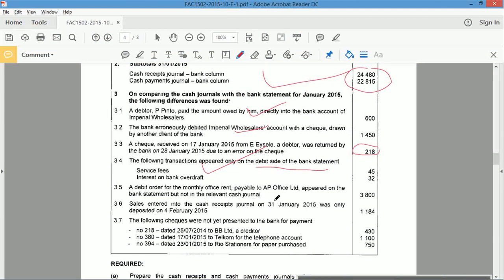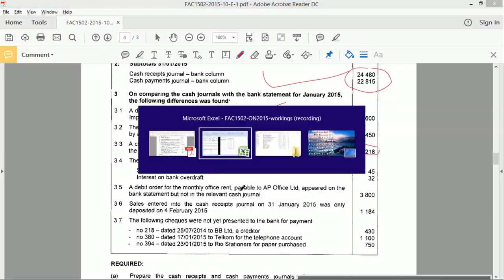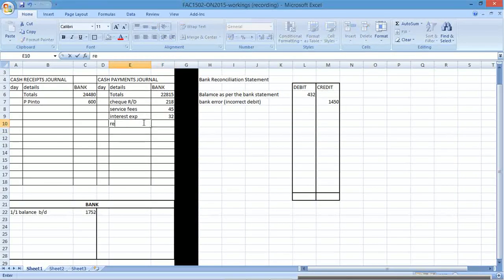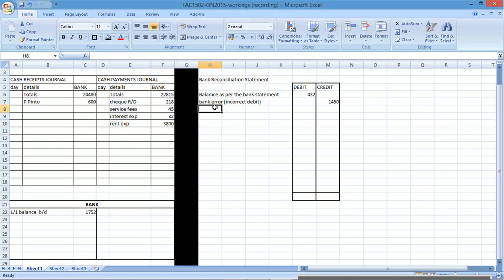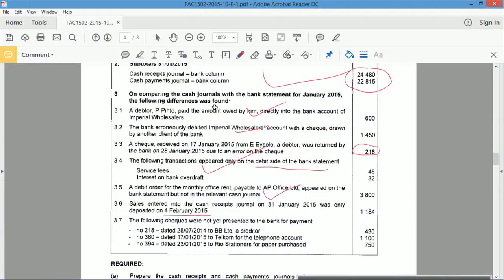Debit order for the monthly rent appeared on the bank statement, not in the relevant cash journals. The debit order is a payment. This is for rent. Rent expense 3,800. Tick. Sales entered into the cash receipts journal on 31st January was only deposited on the 4th of Feb. That's an outstanding deposit. Outstanding deposit of 1184.